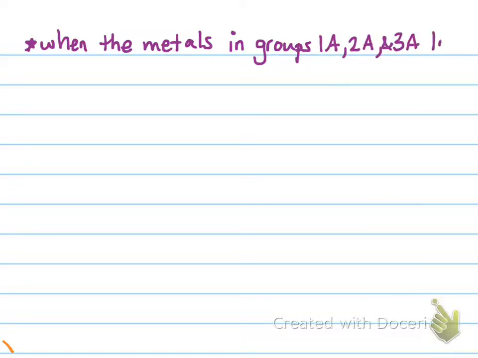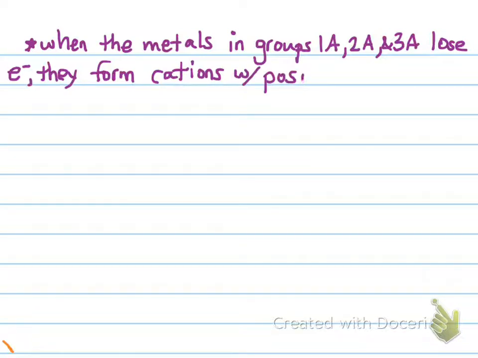When the metals in groups 1A, 2A, and 3A lose electrons, they form cations with positive charges equal to their group number.